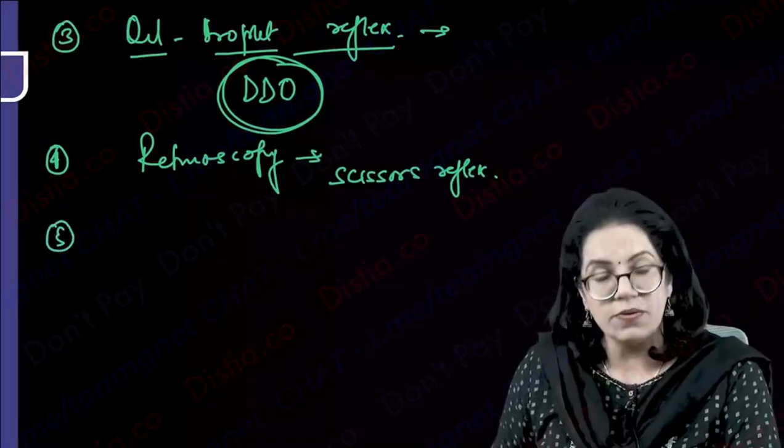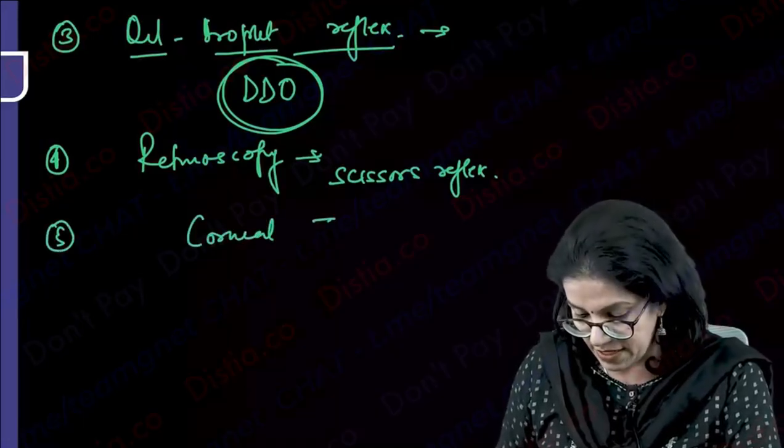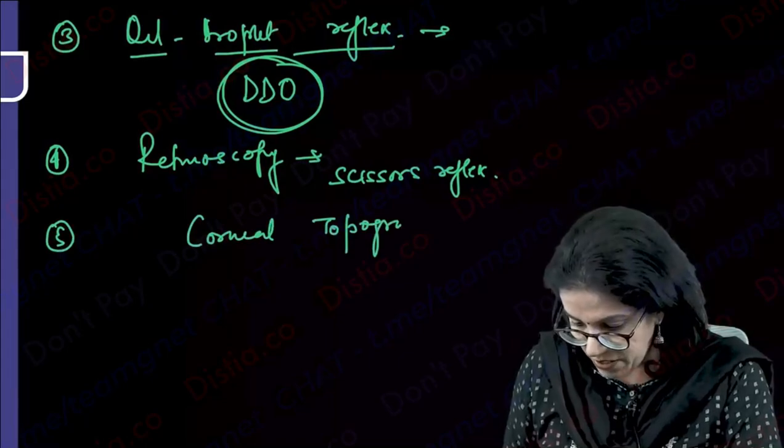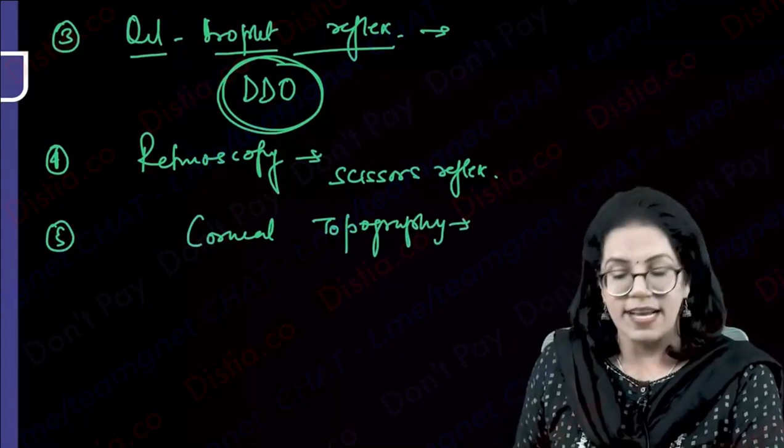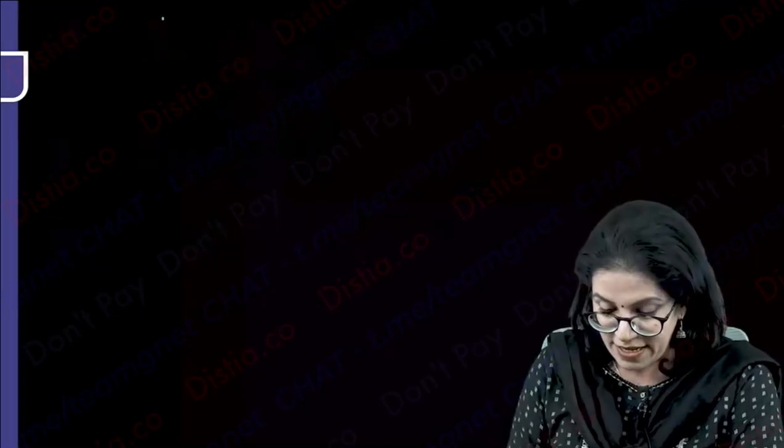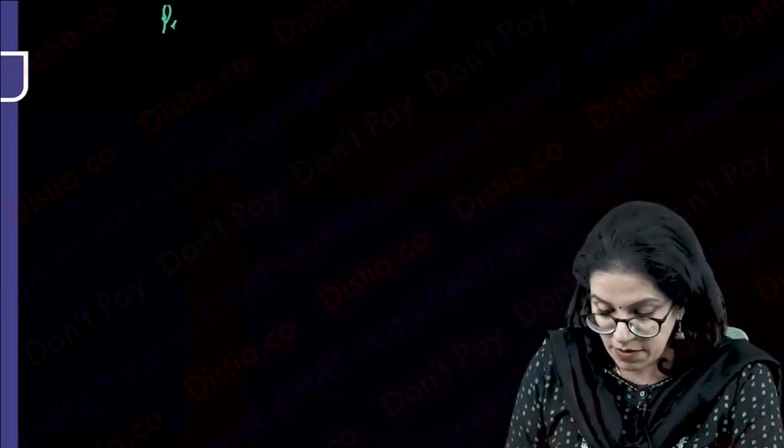Okay, then what do you want to do? A corneal topography? What will be the finding in a corneal topography or tomography to be exact? Because the best is to go for Pentacam. I explained to you. So what do you see?